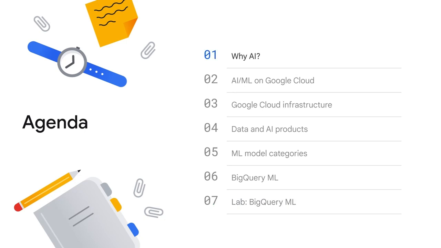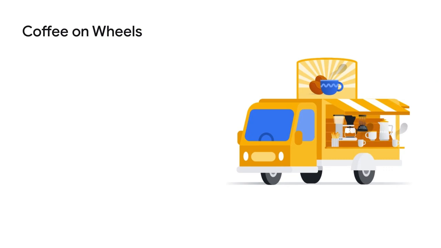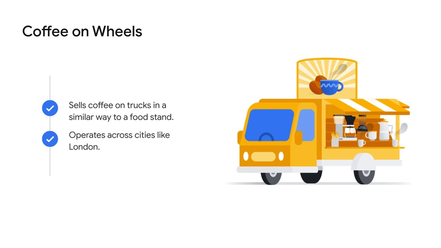Why AI and why Google? These might be your first questions. Let's explore an example to understand how AI can enhance business efficiency and transform operations. Coffee on Wheels, an international company that sells coffee on trucks in cities like London, New York, San Francisco, and Tokyo, provides a compelling case study.